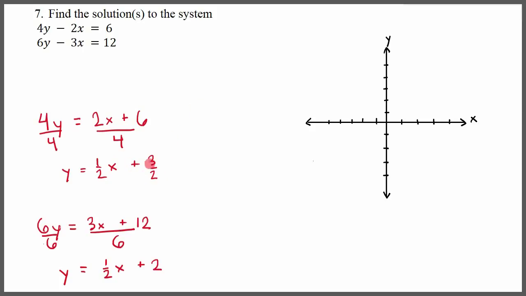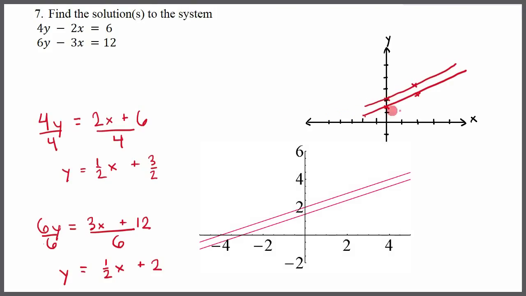So if we graph this first equation, we're going to start with the point (0, 3/2), and our slope is 1/2, so we go up 1 over 2. And we get this line for our first equation. Now our second equation, we start at the point (0, 2), and it has the same slope as our first line, 1/2. So we go up 1 over 2. And we can see that these lines are parallel, so they have no solution.